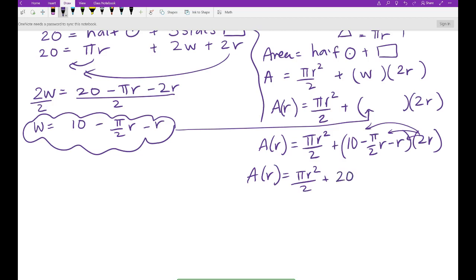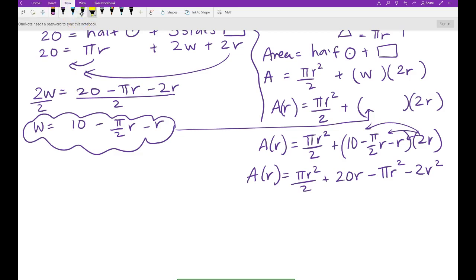Okay, can I multiply that out? Is that 20r? What's negative pi over 2 times 2, negative pi over 2r times 2r? Negative what? Pi r squared. Can we agree with that or no? Okay, I'm going to make sure. And then minus 2r squared. Does that look all right?